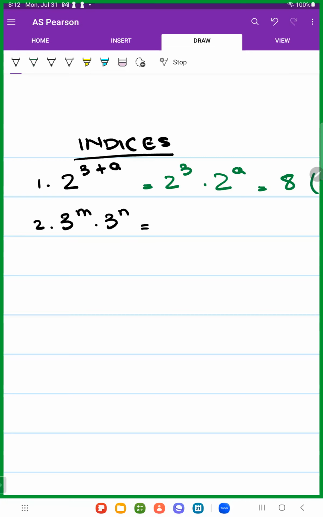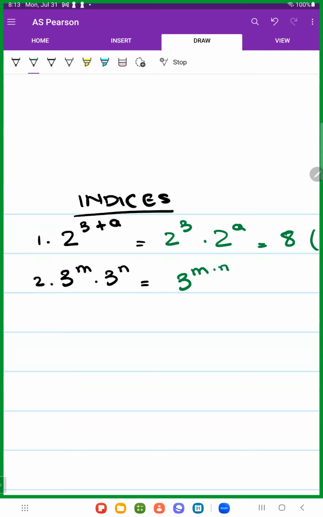Can you try solving this? What will you be doing? So it would be 3 to the power m, 3 to the power m and n. Do you multiply the powers? Can you see, this is basically the opposite of the earlier rule? So now you're going from here to here. So it will be what? 3 to the power m plus n.